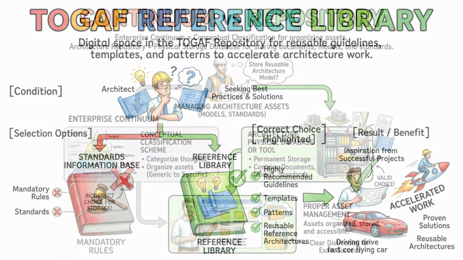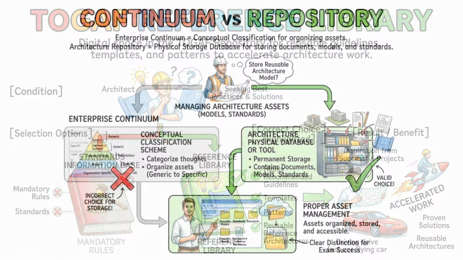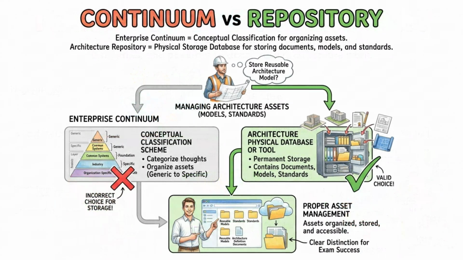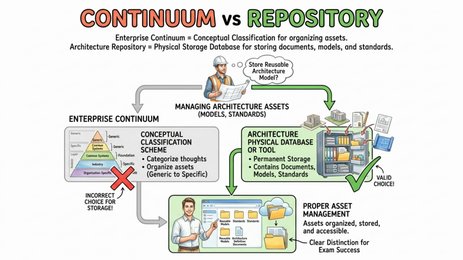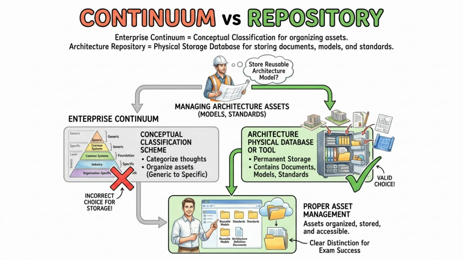A common mistake candidates make on the exam is confusing the enterprise continuum with the architecture repository. Remember that the enterprise continuum is simply a conceptual classification scheme used to organize your thoughts and categorize assets from generic to specific. The architecture repository, on the other hand, is the actual physical database or tool where the documents, models, and standards are permanently stored. Keeping this distinction clear will help you easily navigate trick questions regarding asset management and storage.